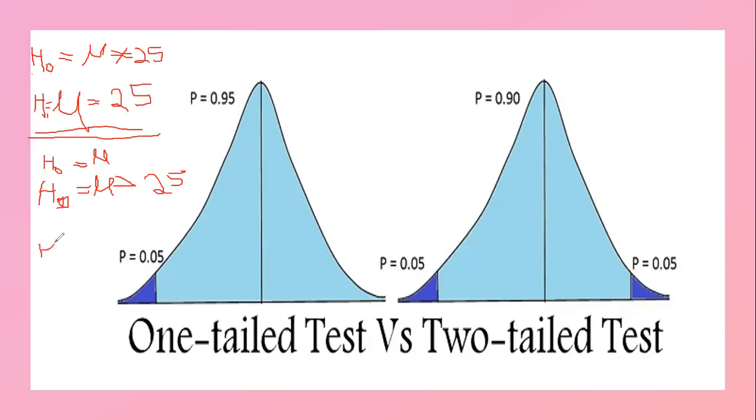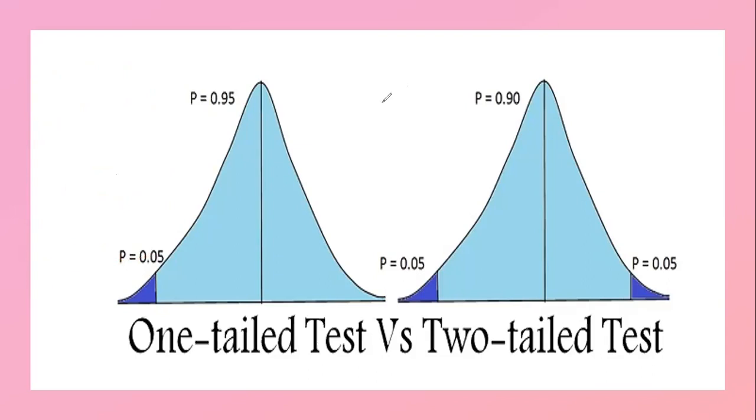Another example may be mu is less than 25. So these are one-tailed tests. When you are testing one side of the distribution, that is either less than or more than, then we call it a one-tailed test.